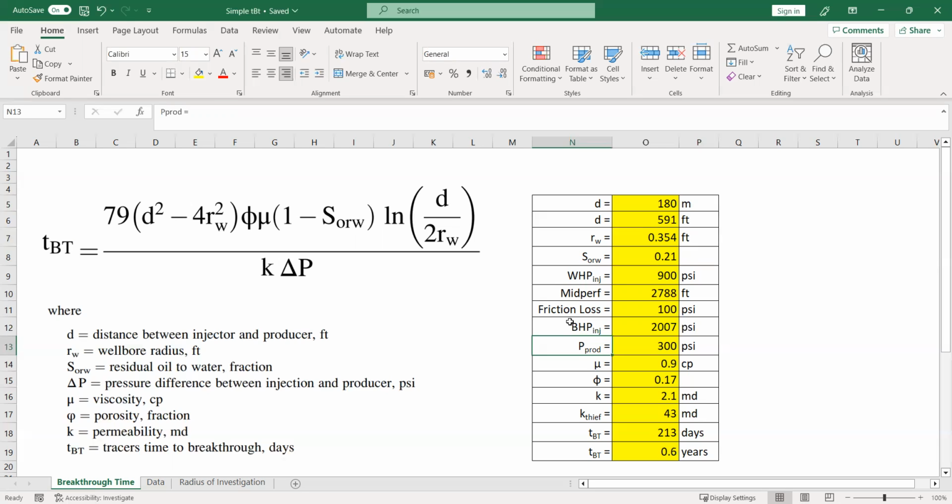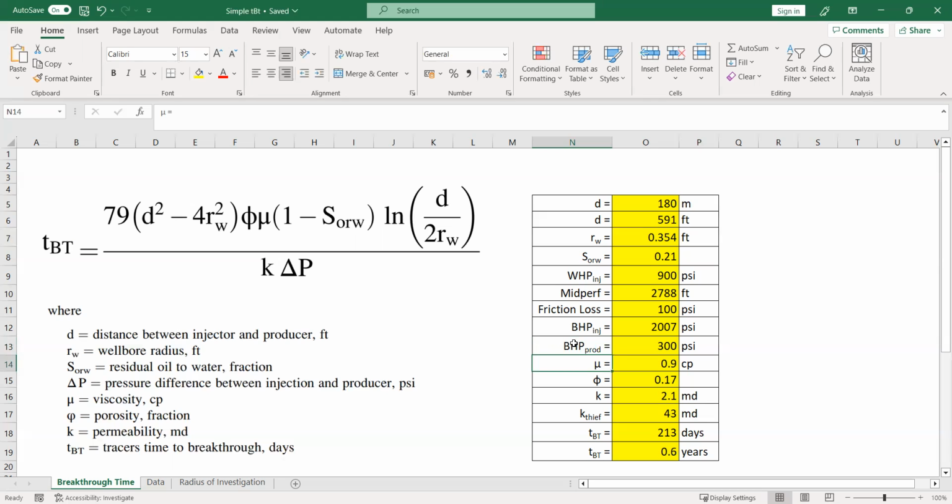I get that from pressure measurement. Maybe you have a downhole gauge, all right? Maybe you have an ESP, the electrical submersible pump with a pressure gauge. Or maybe you can also lower down the pressure recorder and then you measure the bottom pressure. Let's say in my case, it's 300 PSI. I will also rename it to be BHP for producer.